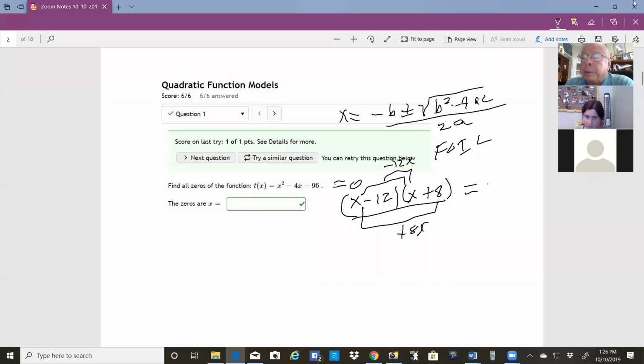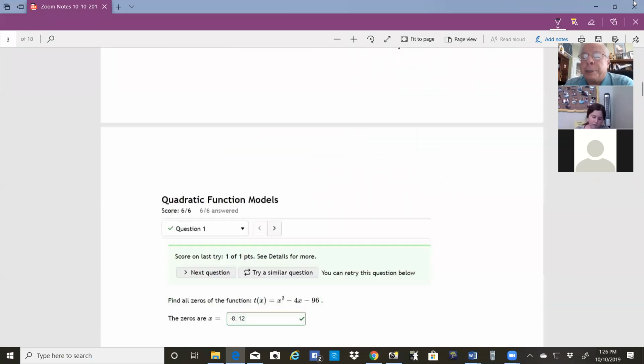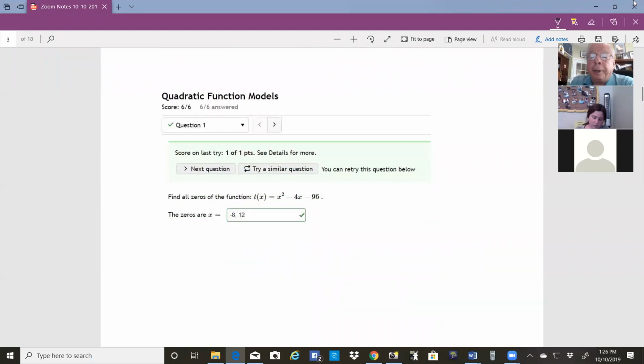So you set this equal to 0. That means that x minus 12 is equal to 0, and x equals 12, or x plus 8 equals 0, so x equals minus 8. Now, I'd already put this in, and there are the answers, minus 8 and 12. Okay.